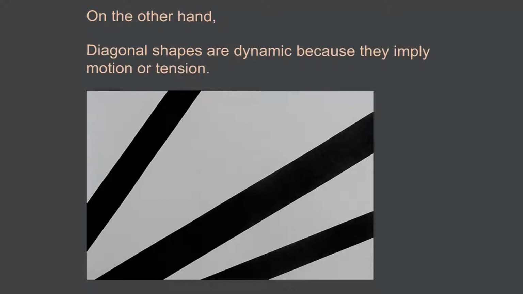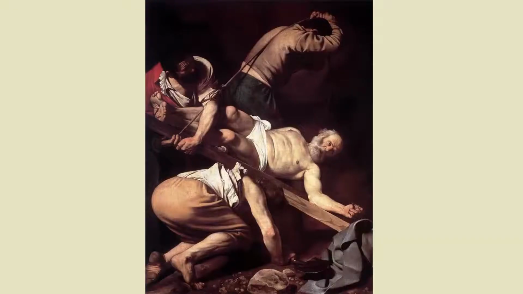On the other hand, this has been observed that diagonal shapes are dynamic because they imply motion or tension, because they are diagonal, because they are not vertical, they are not straight away horizontal. And this power of the diagonal lines to evoke a certain sense of dynamic quality within the painting has been used repeatedly by several painters, like this particular painting by Caravaggio from Italy.